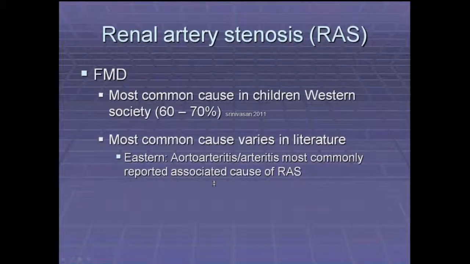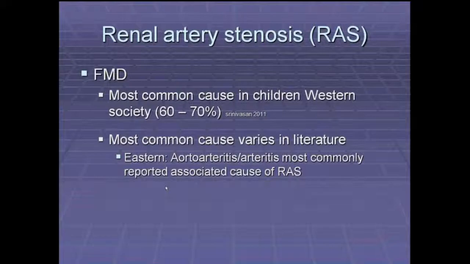So, renal artery stenosis. Let's talk about various causes of renal artery stenosis, okay? Fibromuscular dysplasia is actually the most common cause in children in Western society of renal artery stenosis. 60 to 70% of children with renal artery stenosis will have fibromuscular dysplasia. The most common cause actually varies in literature, such as in the Eastern literature or Sub-Saharan Africa. Aortitis or arteritis is the most commonly reported association of renal artery stenosis.